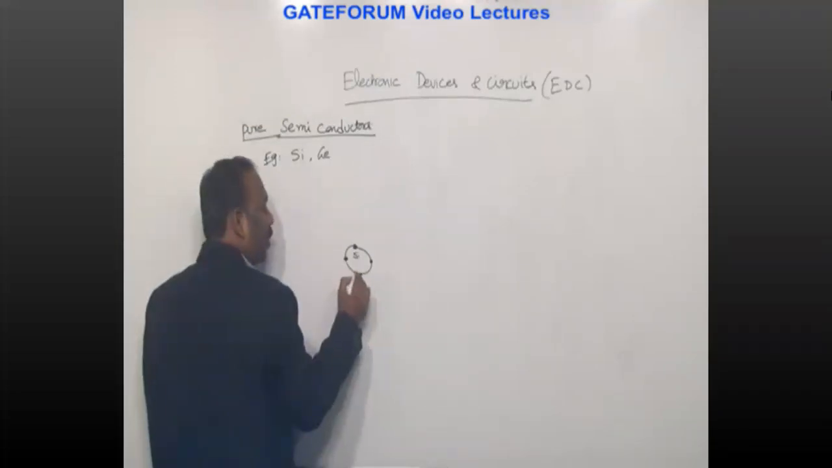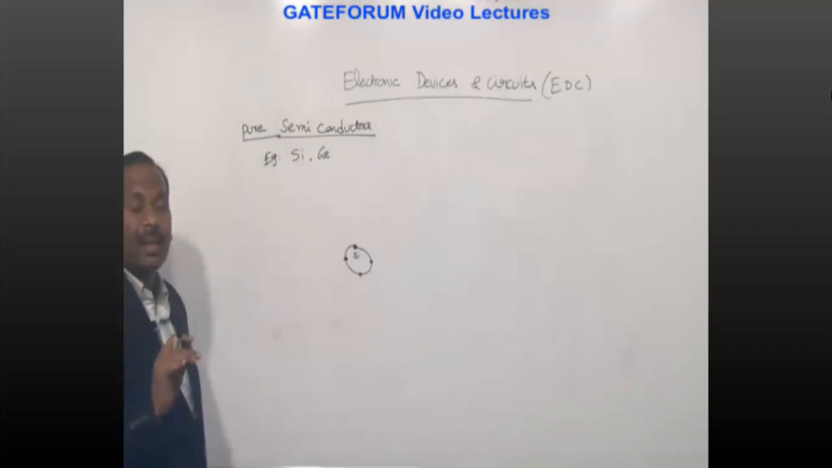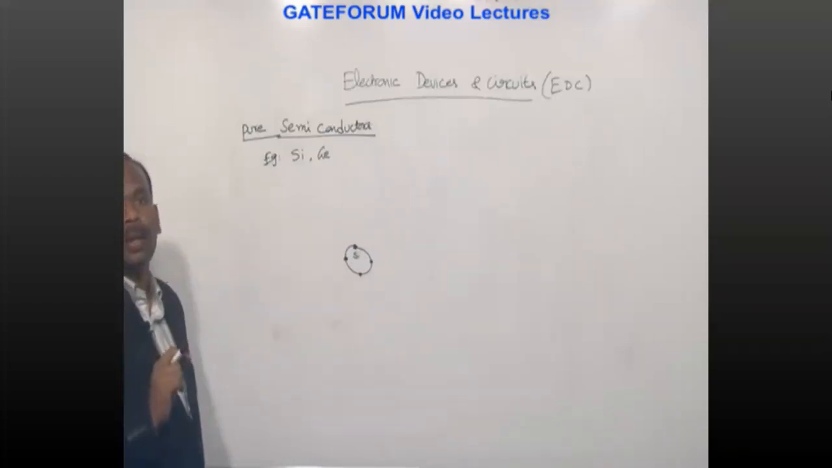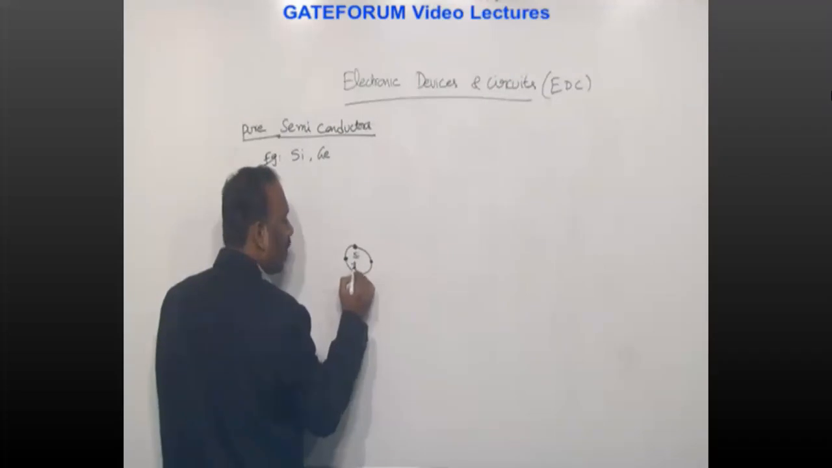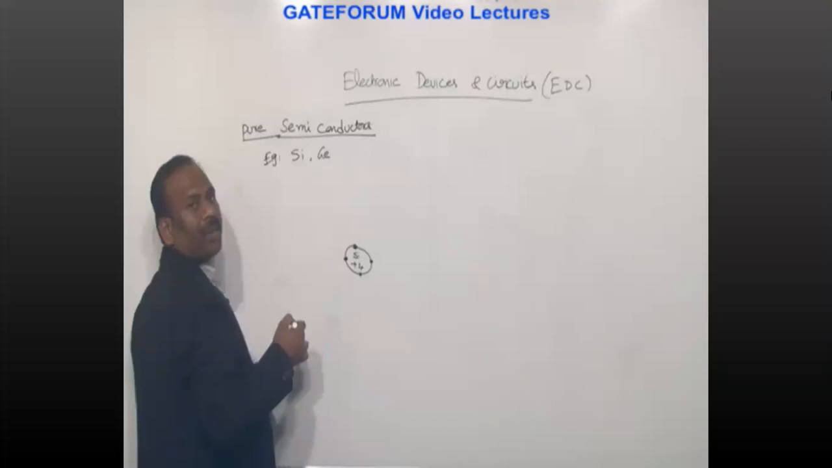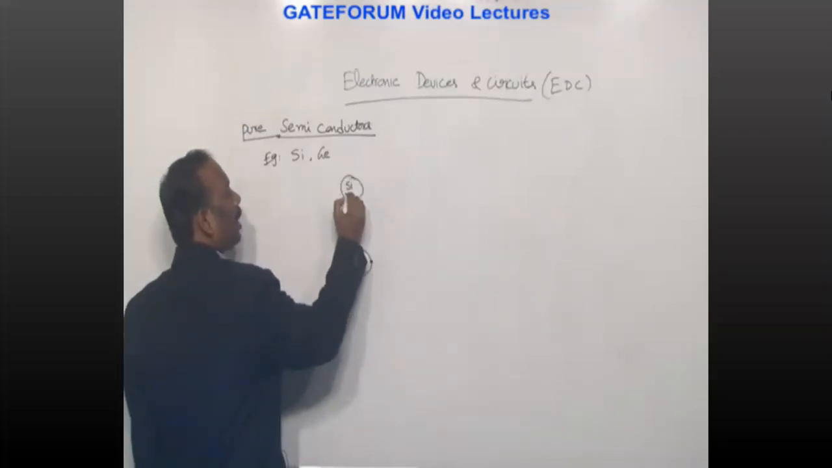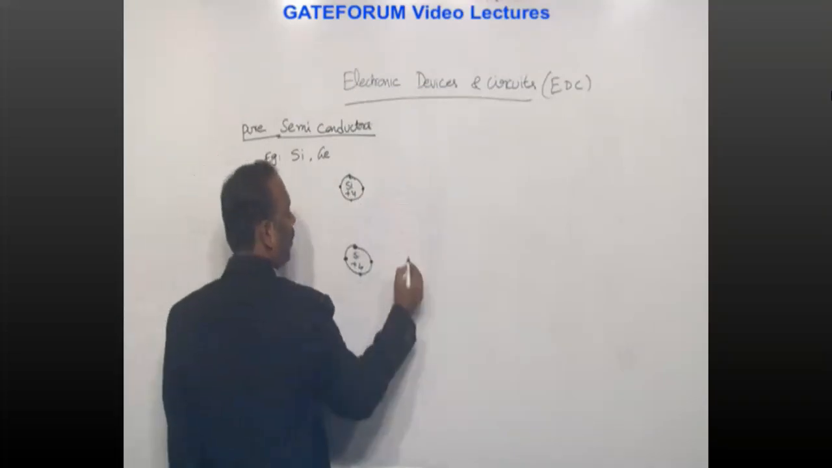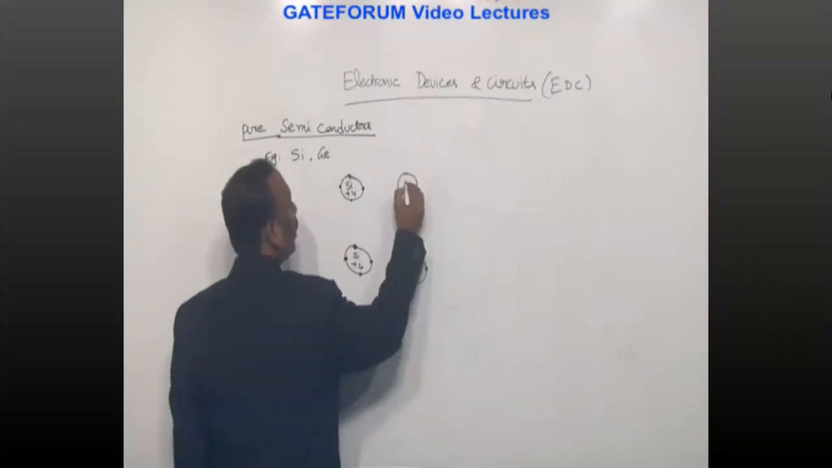Any crystal is neutral. I have represented the negative charges, the electrons, outside, therefore I am indicating plus 4. Plus 4, minus 4 is a neutral silicon. The next one is silicon, plus 4, 1, 2, 3, 4. Simply now I am indicating it only as plus 4, which is nothing but silicon.